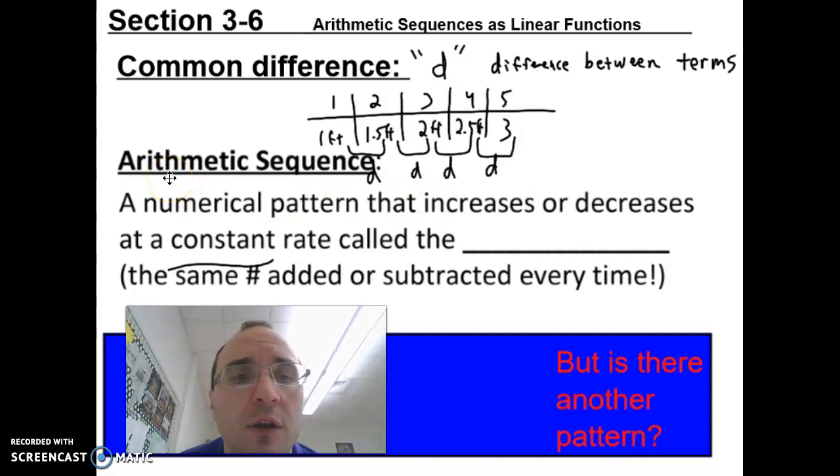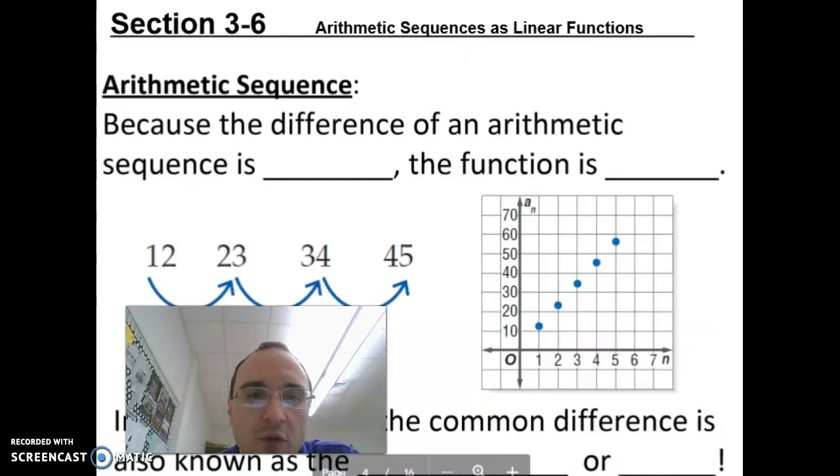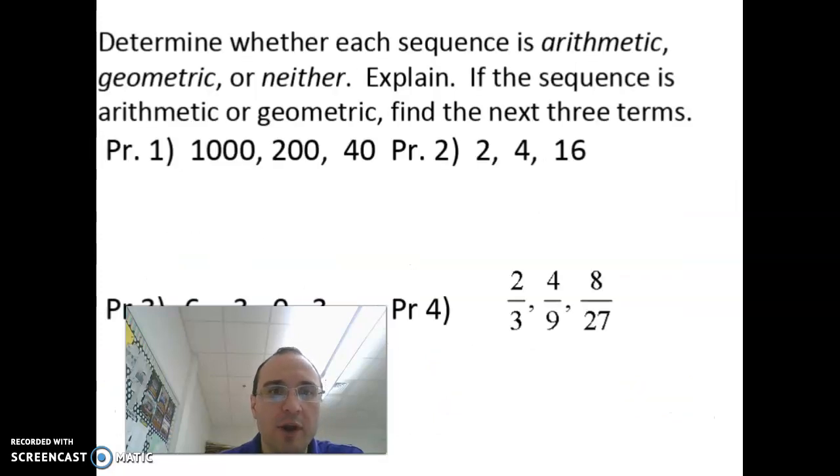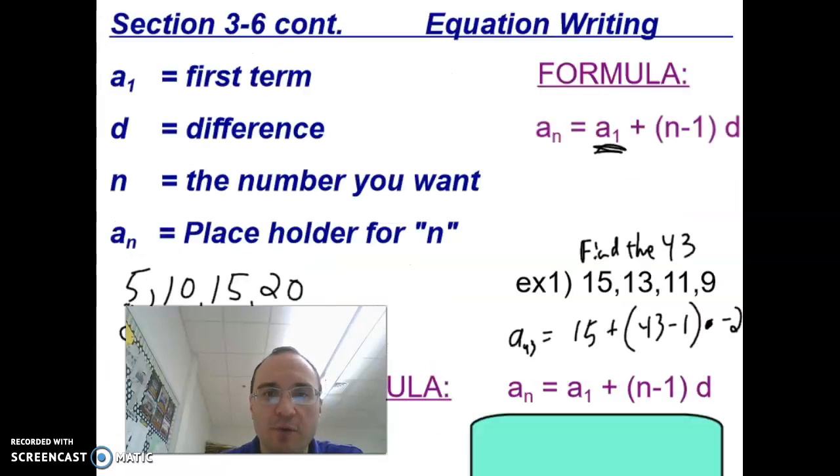Arithmetic sequence: the numerical pattern that increases or decreases at a constant rate. The number has to be the same every time, bringing us to arithmetic sequence. Because the difference of the arithmetic sequence is plus 11 for this one you have right here, this is a linear function. We are going to next show you the formula.